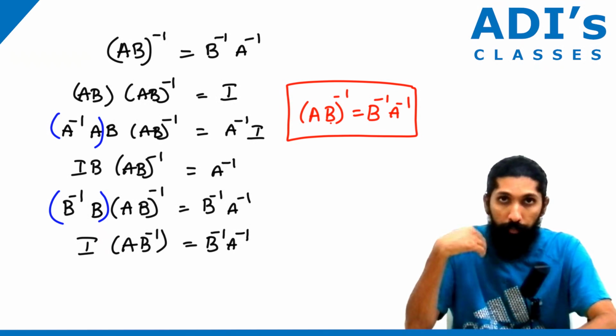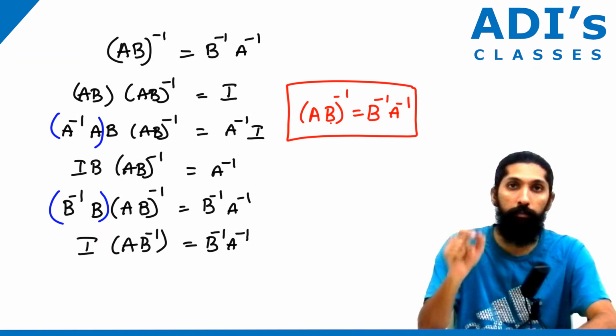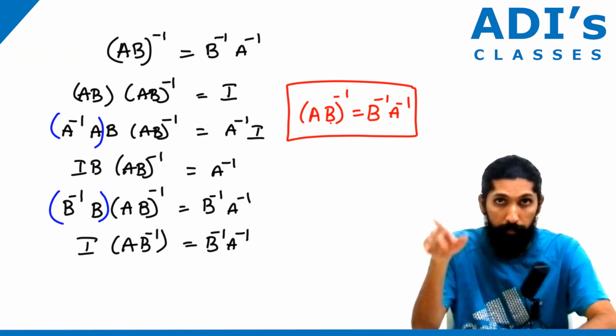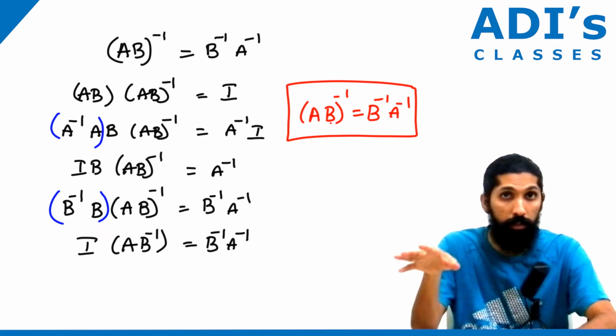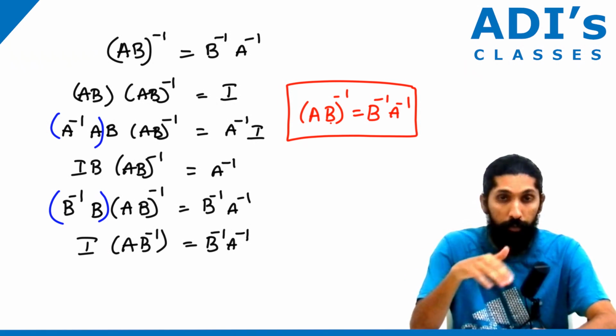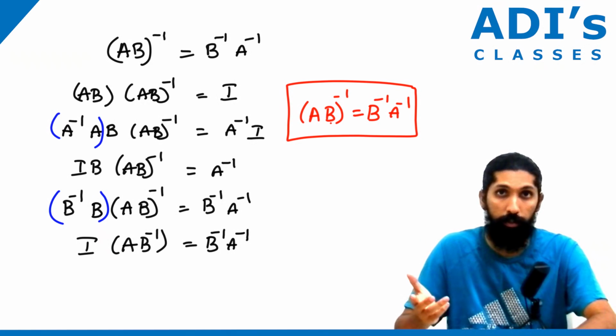Now, there are a lot of problems which involve this theorem. In the sense, they'll give you matrix A, they'll give you matrix B. Prove that (AB) whole inverse is B inverse into A inverse, where you have to do the entire derivation in the problem.